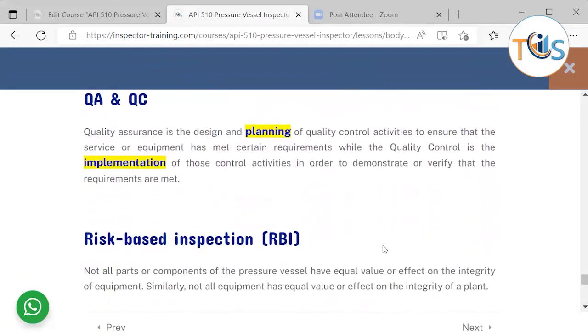QA and QC: QA, quality assurance, actually plans the verification points, and QC, or quality control, actually implements them. Okay, so that's the difference between them. One designs the system, the quality system, and the other one actually implements it.